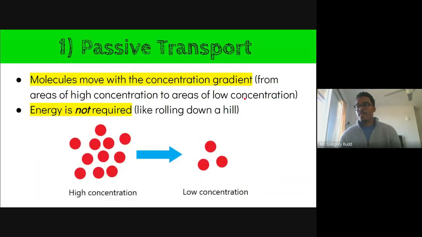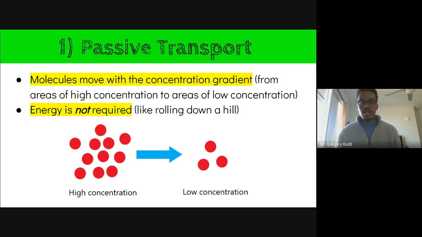So in general, there are two types of transport. The first type of transport that we will discuss is called passive transport. Passive transport allows molecules to move with their concentration gradient. In other words, it allows molecules to move from areas of high concentration down to areas of low concentration. That's an easy process to do, so it doesn't require any energy.